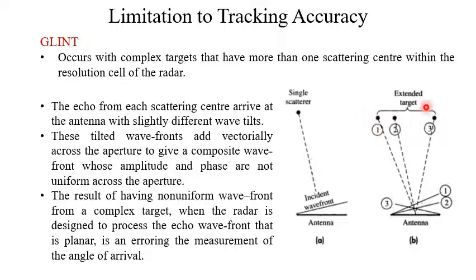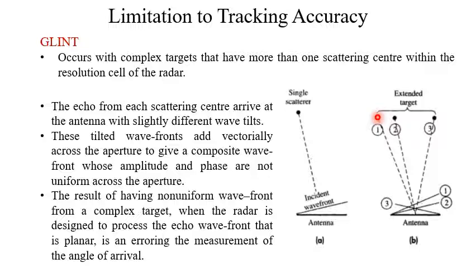So an extended target may have, for the sake of simplicity, let us take that the extended target has three different scatterers. So three different single scatterers. So the echo from each scattering center arrives at the antenna with slightly different wave tilts. For example, from this simple target, they are actually on the same target, same extended target.